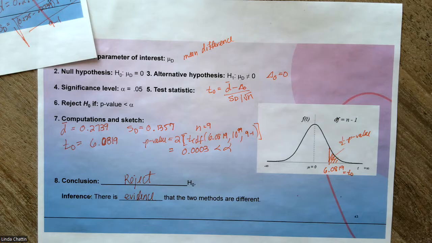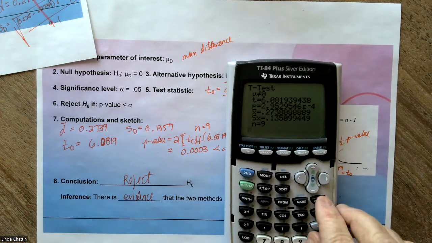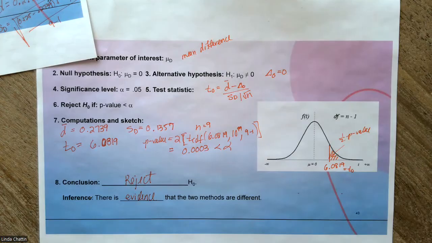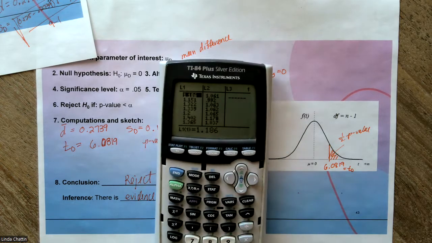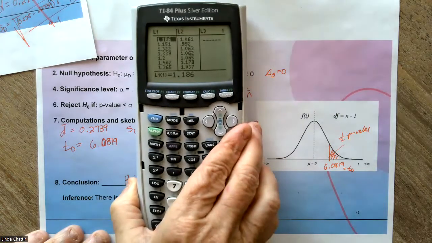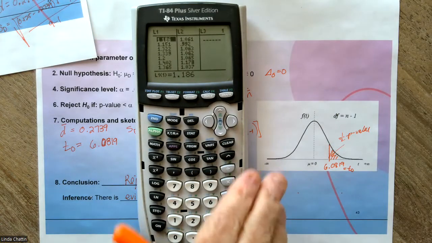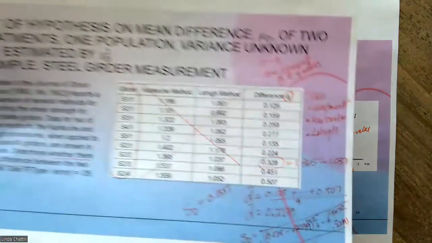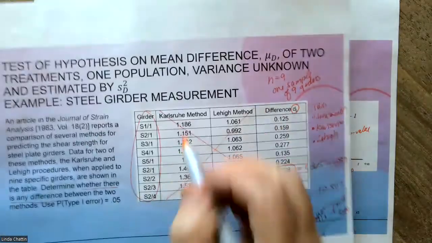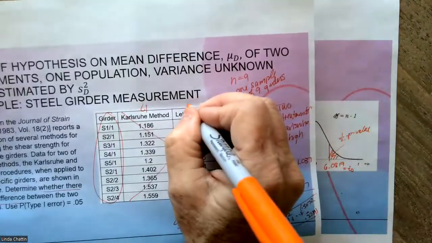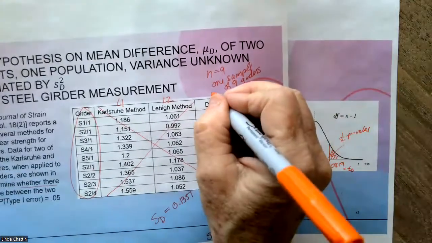Now I can do that in my calculator. Let me just clear something out here and show you how to do this. You might want to follow along and practice this, okay? So let me show you what I did in my calculator. I have put the first column of data, this Karlsruhe method, into list 1. I put this in list 2, and then I put this in list 3.